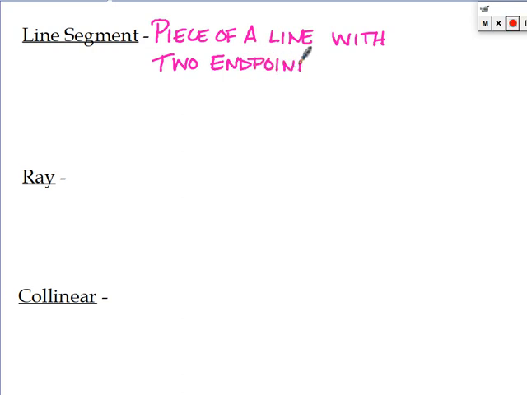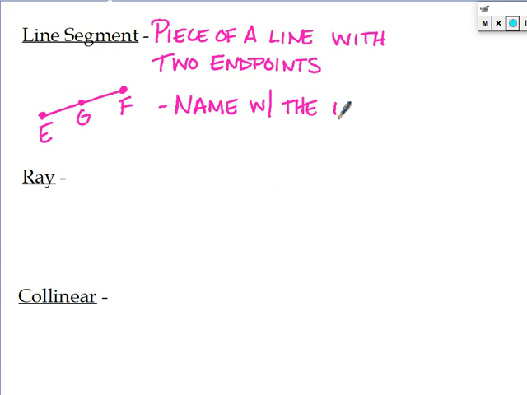So if I take any piece of a line and has 2 endpoints, it's going to look like this, an endpoint here and an endpoint here. So let's name this E and F. Now to name it, you have to name it with those endpoints. So let's say point G is also on there. Okay, but if I'm talking about the whole thing, then I have to name with the endpoints. So I have to name it either EF or FE. That's it.